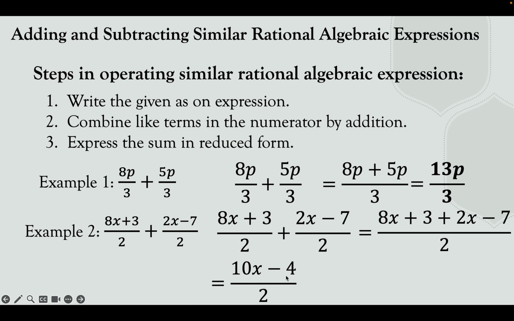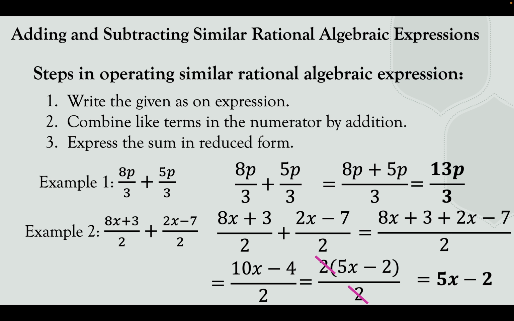Now look at the numerator. We can simplify the numerator by factoring. So what is their GCMF? For 10x and 4, we have 2. Then factor out 2. The other factor is 10x divided by 2, which is 5x, and negative 4 divided by 2 is negative 2, all over 2. And then we can reduce, or cancel out, 2 and 2. The simplest form for this one is 5x minus 2.